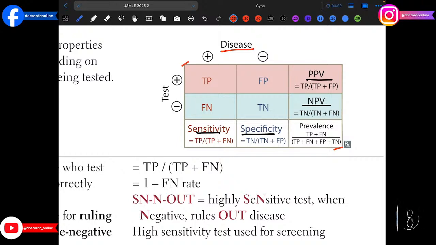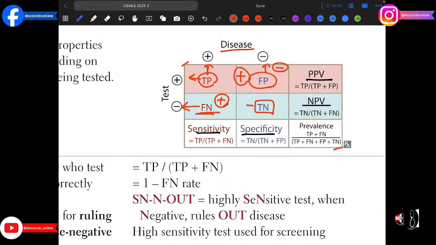So, to review our table, a true positive is when the test is positive and the subject has the disease of interest. A false positive is when the test is positive but the subject does not have the disease. A false negative is when the test is negative but the subject actually has the disease. And a true negative is when the test is negative and the subject does not have the disease.